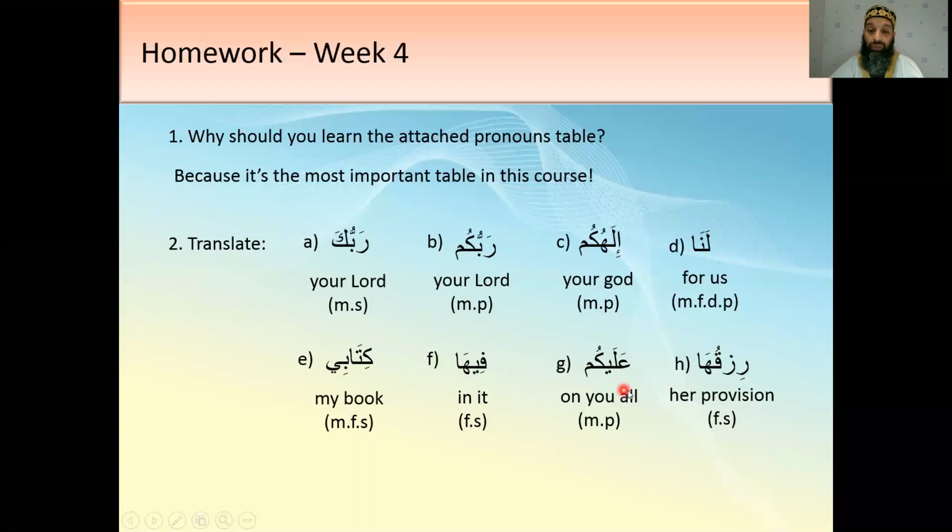G, alaykum. Alaykum is 2 words. Ala, on. Kum, you all. Alaykum, on you all. And then rizquha. So rizqu means provision. Ha means hers. So rizquha, her provision.